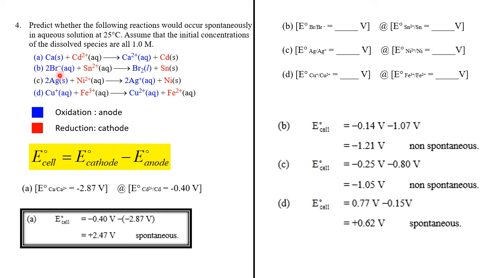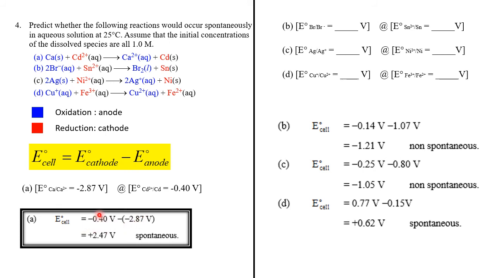After you know which one is the anode and which one is the cathode, you have to apply the formula E° cell equals E° cathode minus E° anode. Of course, now you have to search for the standard reduction potential from the list I showed you just now, and then you substitute. Do you have to determine which one is anode or cathode? No need. In this case, you don't need to determine. Why? Because we have to answer according to these four equations.